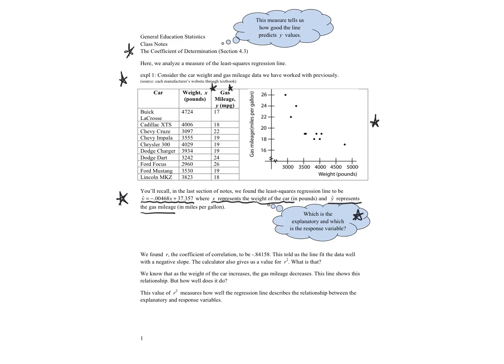Just take a second, pause me, and answer that question in the thought bubble. Which is the explanatory and which is the response variable? So what I said was that I thought the weight was influencing the gas mileage of these cars. And so I ended up with the explanatory variable being the weight and the response variable being the gas mileage.